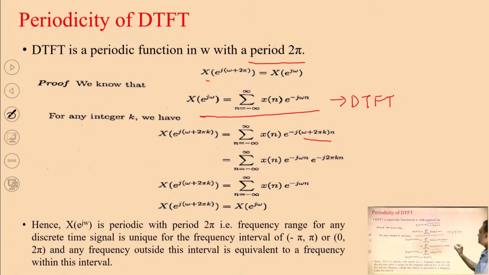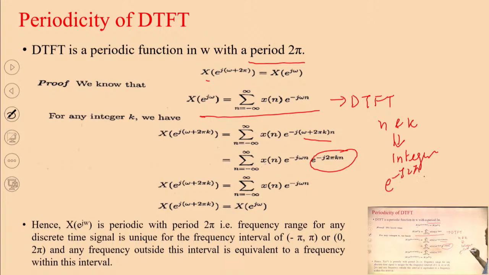Then you expand it, and you get e^{-j2πnk}. Now, in case of DTFT, n and k are integers. When these values are integers, e^{-j2π} to the integer power will always become 1. So you can drop this term, and you get X(e^{j(ω+2πk)}) equal to X(e^{jω}). It means the DTFT is periodic with period 2 pi, or a multiple of 2 pi. If you put the value of k as 1, 2, 3, 4, you can say it is periodic with period 2 pi.